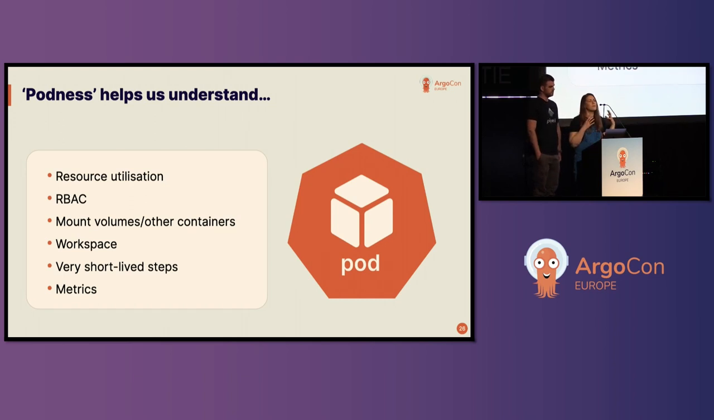For our pods to perform actions, we need to give them the correct RBAC permissions. We can mount volumes and containers to each step and gather metrics about each step because it is a pod. Now, there is another side to this, and that is that each step has its own workspace. So we do need to think about saving off and fetching artifacts and parameters between our steps, which the wait and init containers can help us with. And this might be a shift in thinking if we're used to a model where we've used one big megapod to run lots of steps in our workflow.